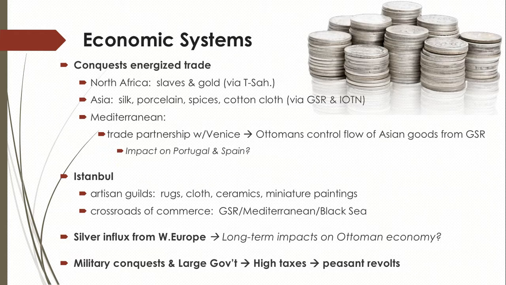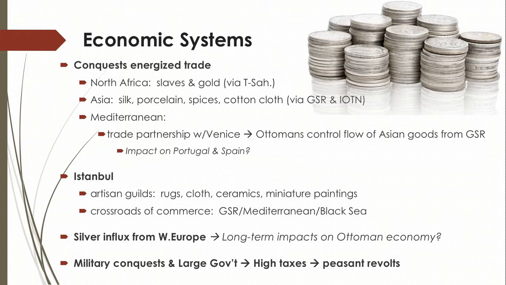Nonetheless, even though Portugal does eventually develop sea routes to Asia, particularly to India by 1498, starting with Vasco da Gama, and then continued trade with Asia, the Ottoman Empire remains a key destination for trade. They're able to produce highly prized goods themselves through guild productions, producing things like rugs and cloth, ceramics, even miniature paintings that we'll examine in class pretty soon.